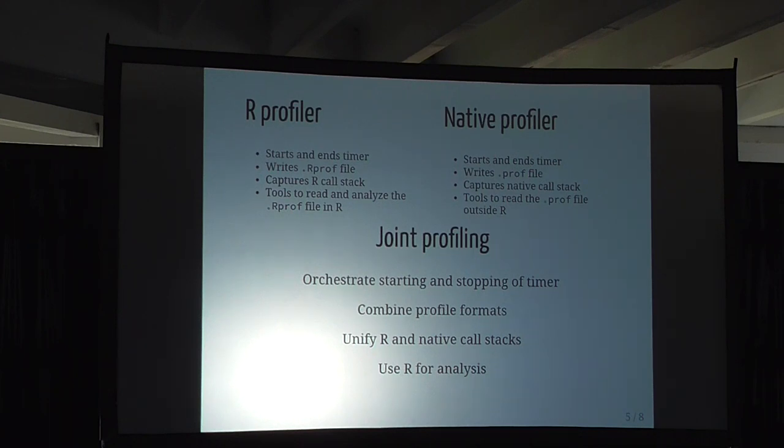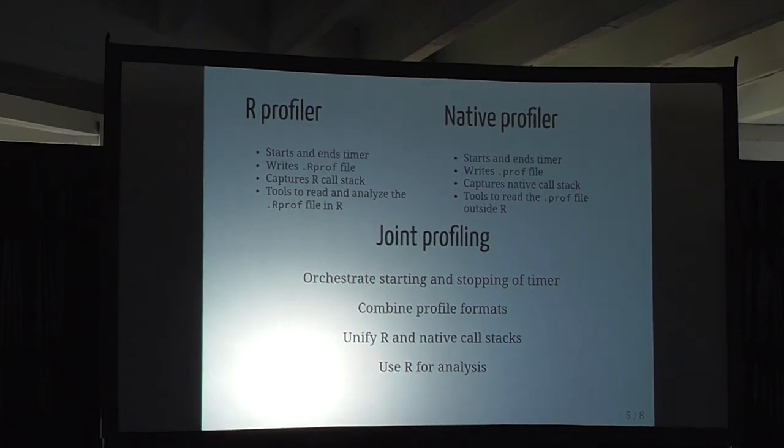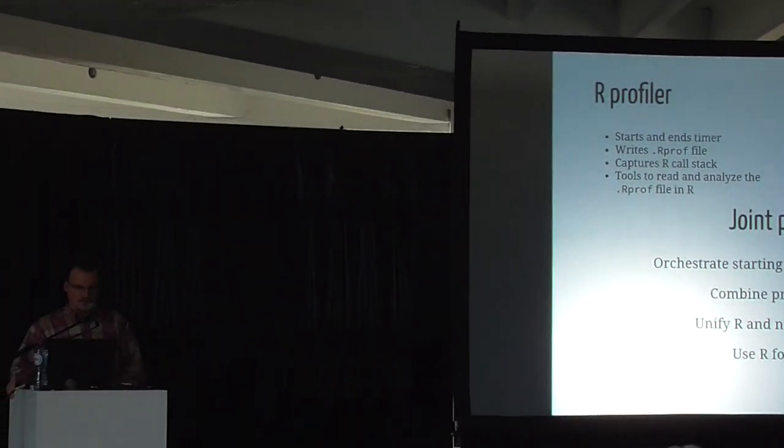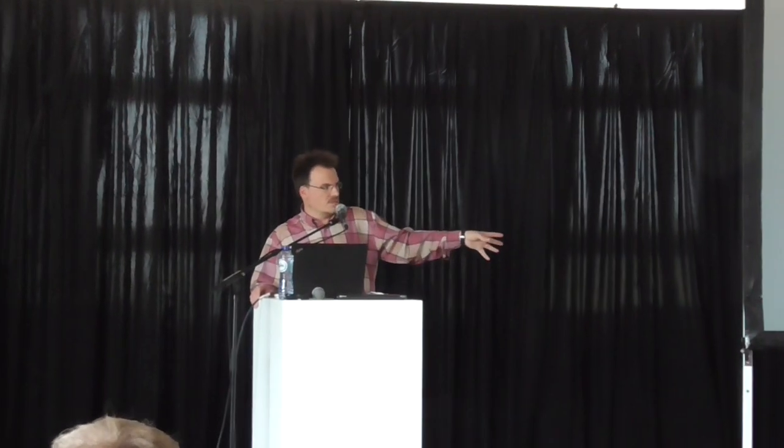Now, for joint profiling, I think we need to orchestrate starting and stopping the timers, resolve the conflict, and find how we can combine these profile formats into a unified view, and can then use existing tools, either in R or perhaps Callgrind, to analyze them. This would be helpful for seeing, in code that uses both R and native code, where time is spent.